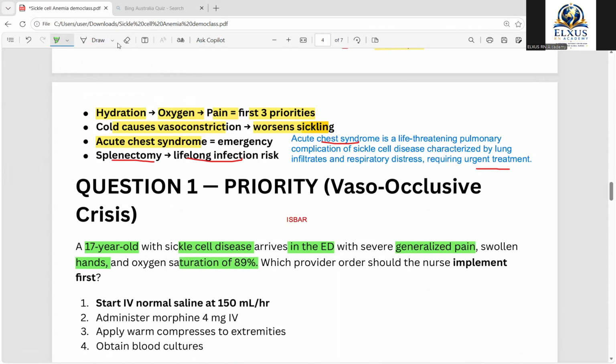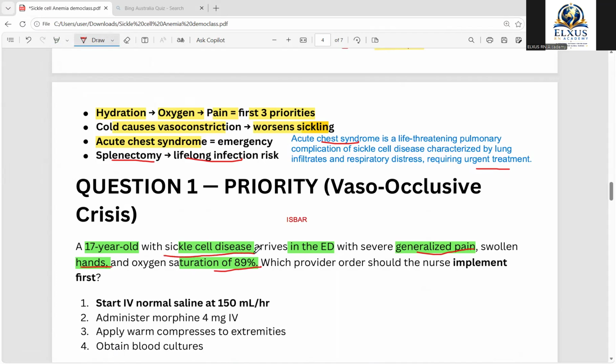So what is the question here? We need to identify the keyword in the question. That means assessment. What is the assessment? Saturation is 89% only. What is the situation? Generalized pain, severe pain, swollen hands are the situation. What is the diagnosis or background information?